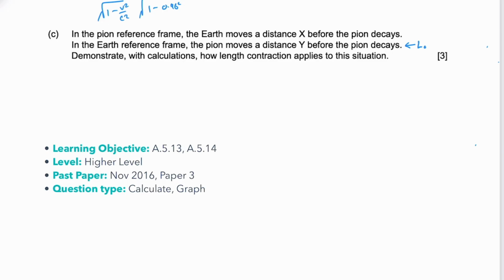And how do I know that? Well, if I look at the length contraction formula, I know from my study of pions and muons and so on, the Earth thinks that the pion or the muon travels a longer distance than the muon does. So I know that L naught in this situation is going to be greater than L because of where the Lorentz factor is. So for me, I know that L naught is the Earth's frame of reference and L is the pion frame of reference.